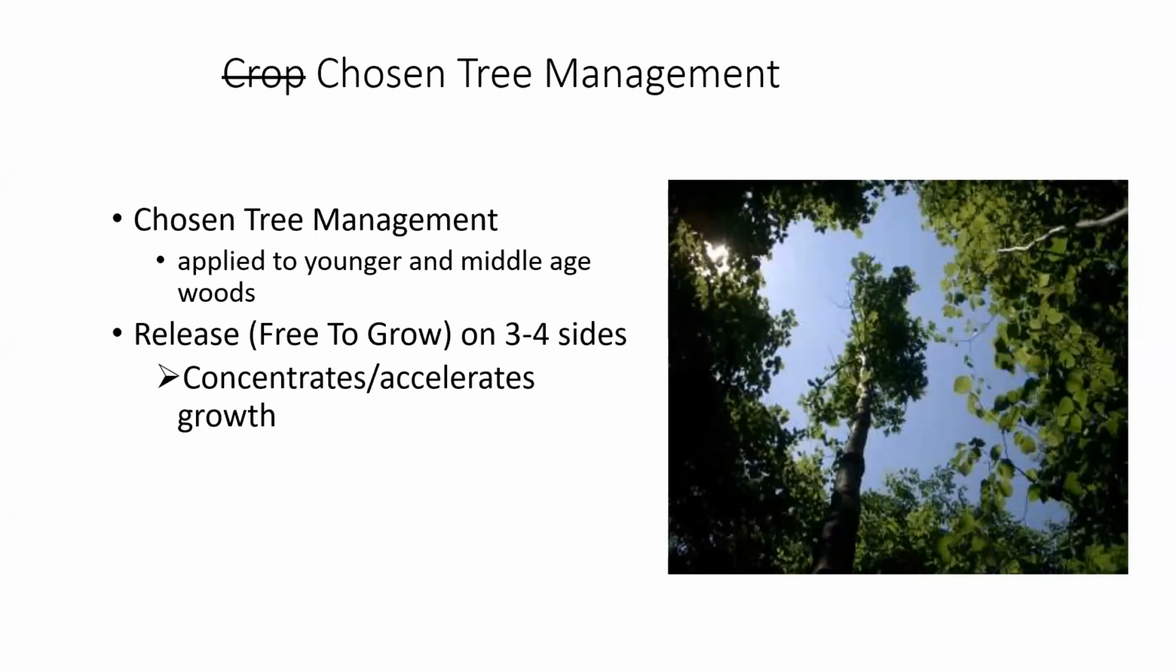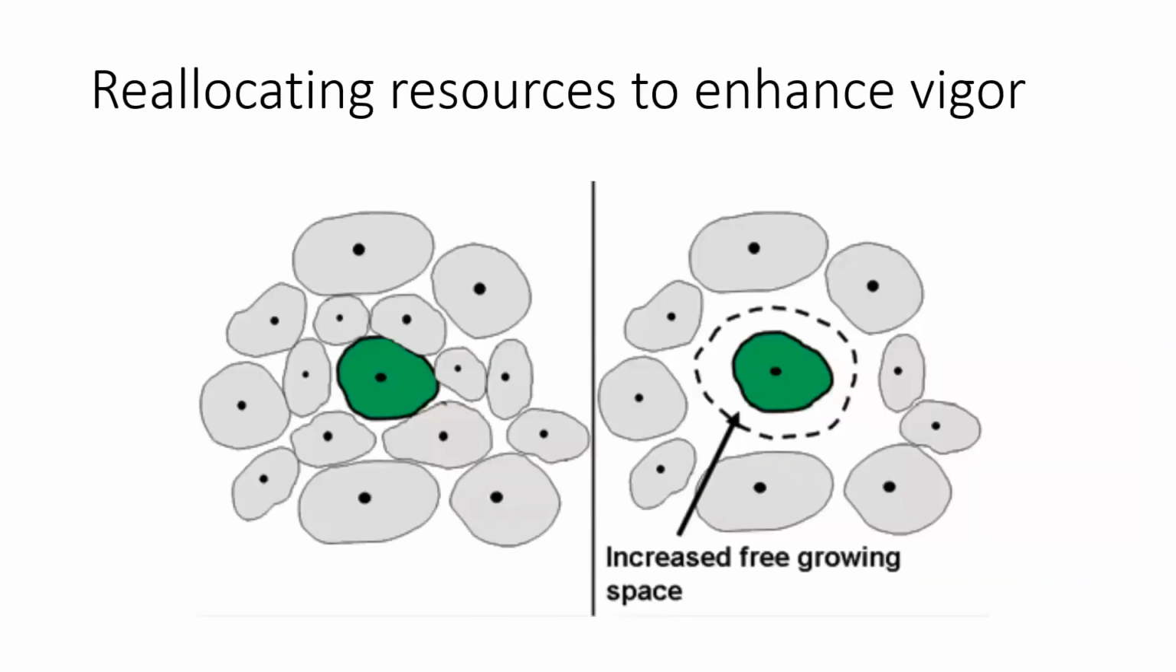And what you're trying to do with this is you're eliminating competition so you can accelerate the growth of the tree that you've chosen. Chosen tree management, and this is kind of how it works. So in a forest, you have that vast competition of trees that are growing up. They're competing for that light. They're trying to expand their crowns. The idea with this is you're going to reduce the competition around the tree that you've chosen, so it can expand out, grow more leaves, produce more food, and be able to get wider.